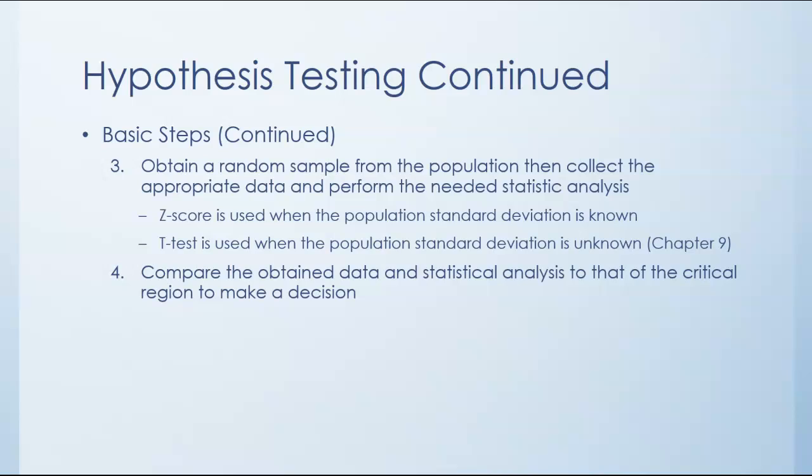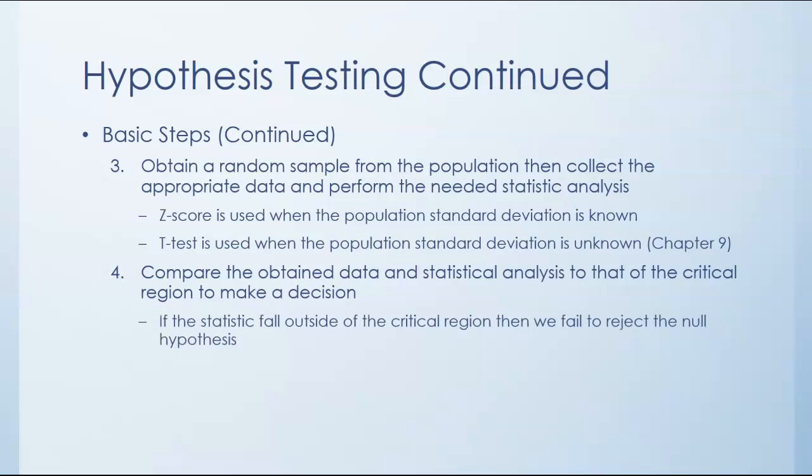Then the next thing we're going to do is compare the z-score that we found with our critical region, and we're going to make a decision. Again, we only have two decisions to make. If our statistic falls outside of our critical region, so that means it's in the gray area, not in the dark blue, then we fail to reject our null hypothesis. But if our z-score falls inside of our critical region, then we're going to reject our null hypothesis. Again, remember, it's always about the null hypothesis, never about the alternative when we talk about making our decision.